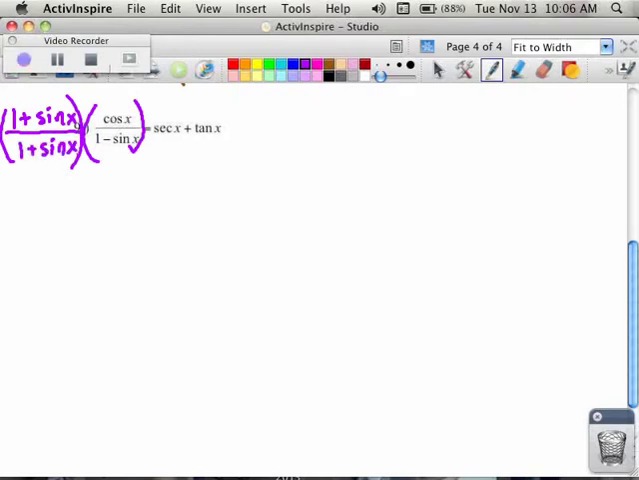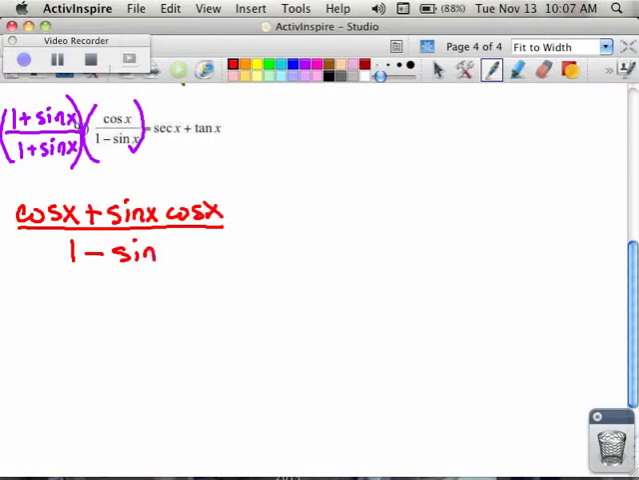So if we work with the left side like Gray did, and we use the conjugate on the top, we see cosine x plus sine x cosine x. And down below, because we're multiplying two conjugates, we always get the difference of two squares. So on the bottom I will see 1 minus sine squared.